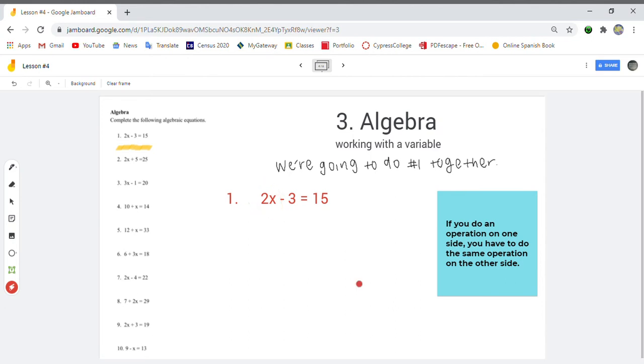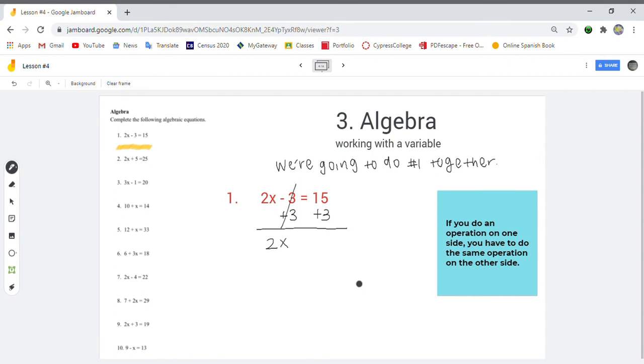So to do that, we need to move the 3 to the other side. And to do that, we need to undo the operation. And to undo the operation is by doing the opposite, which is plus, because it's minus 3. So we'll do plus 3. And as I already said, if you do an operation on one side, you have to do it on the other side. So you have to add 3 to the other side like this. So we get 2x over here, and we know that negative 3 plus 3 is 0, so we just cross that out.